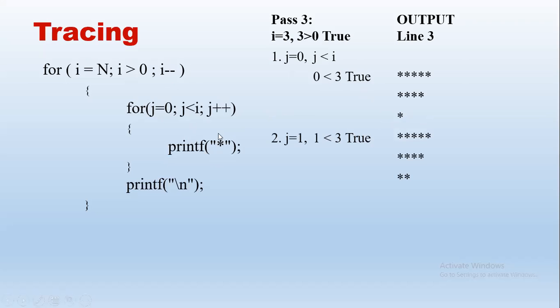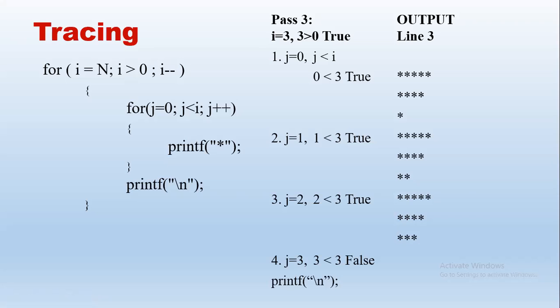Next, j gets incremented to 1. 1 less than 3, condition is true. Now star is printed second time in line 3. j becomes 2. 2 less than 3, condition is true. Star is printed third time in line 3. Next, j becomes j plus 1. 2 plus 1, 3. 3 less than 3, condition is false. So now it executes the new line. So we printed 3 lines. Cursor is now in the fourth line, right?